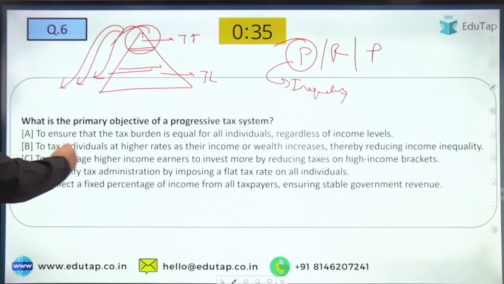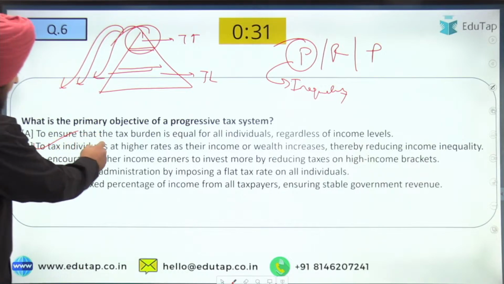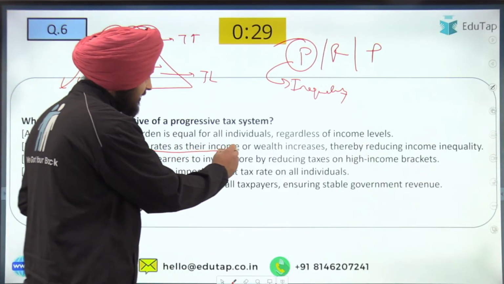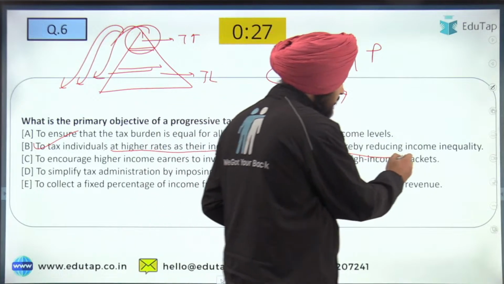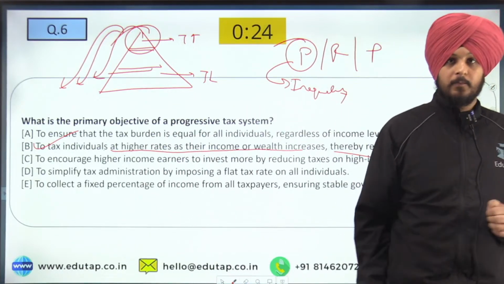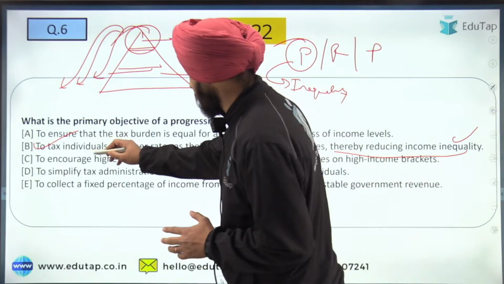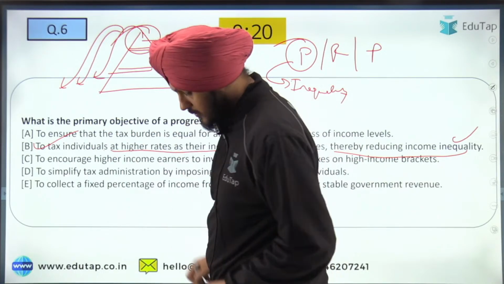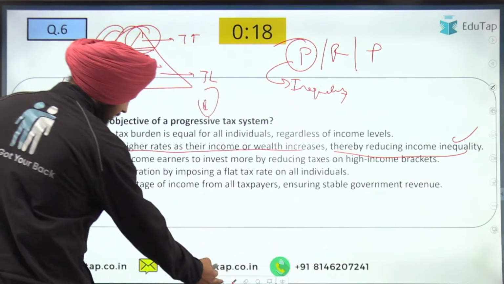So if you can see over here, option B is going to be the correct option, because the aim is to tax individuals at a higher tax rate as their income or wealth increases, thereby reducing income inequality in the society. So that is why B is going to be the correct answer. Now let us move forward. Let us move on to the next question.